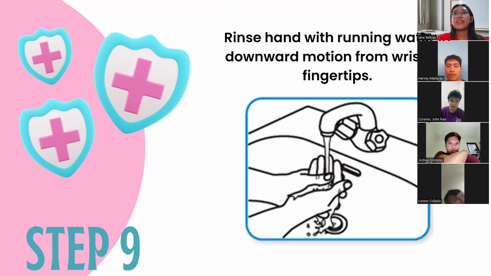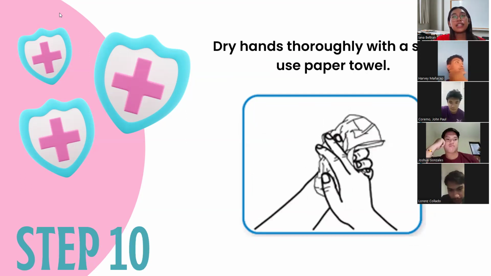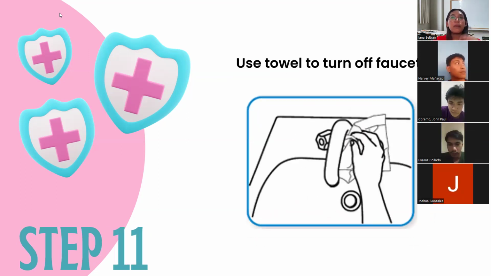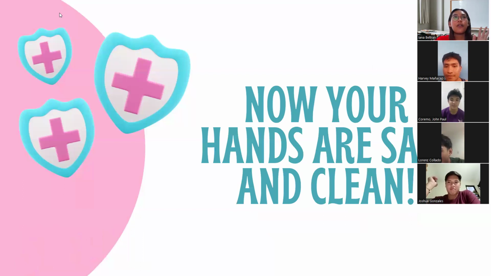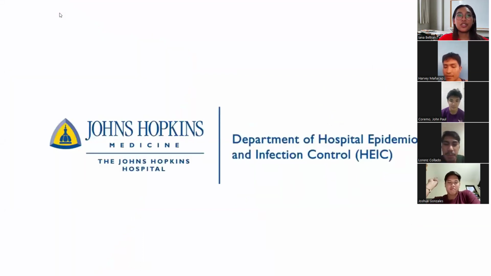And then we rinse the hands with running water in a downward motion. Then dry hands using a paper towel. Then use the paper towel to turn off the faucet. Why? So that the hands will not be contaminated again after washing. Correct. So you will watch a video of the proper demonstration.